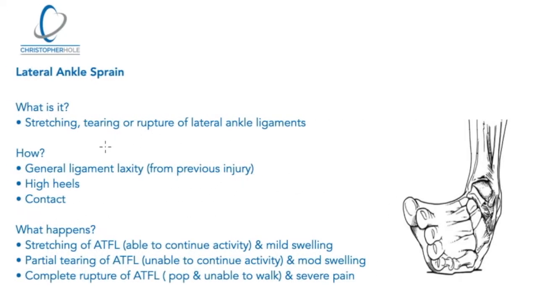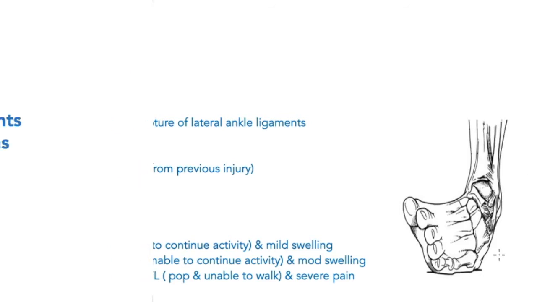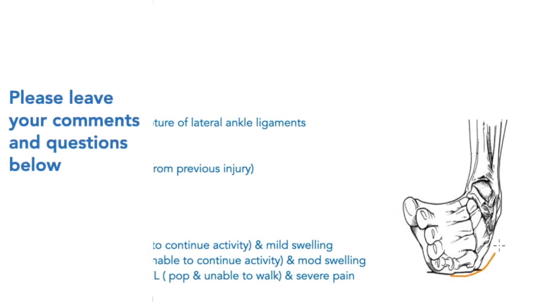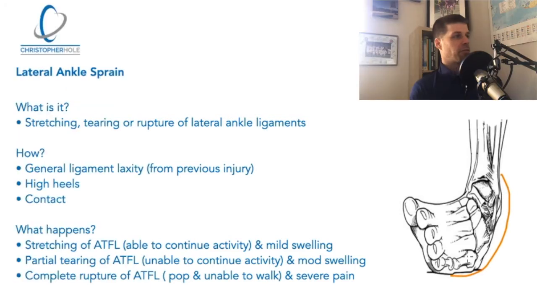To quickly cover what it is, as you can see by the image here, it's where we roll our ankle. So all of this area, the outside of the ankle, outside of the foot, either gets stretched, torn, or ruptured. Lateral obviously means outside, and we're mostly talking about ligaments, but obviously muscles are involved as well. Now, how does this happen?